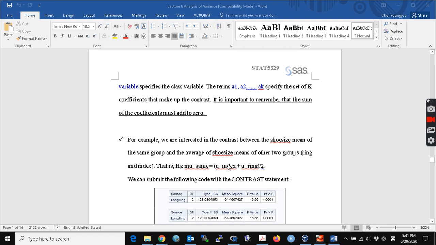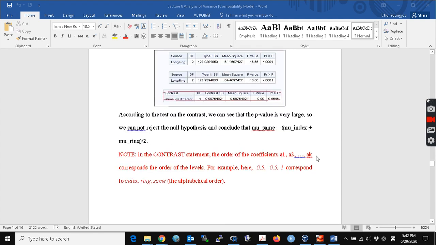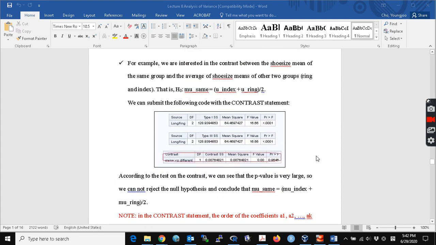For example, let's say we have a hypothesis that the population mean of the shoe size of the same group is equal to the mean of the population means of the other two groups, the index group and the ring group. So we can submit the code in the contrast statement.